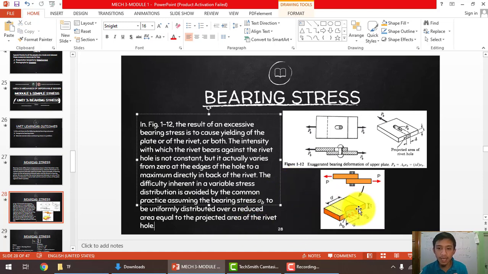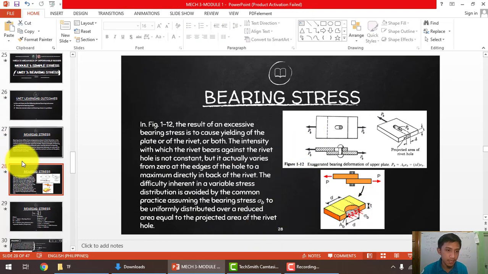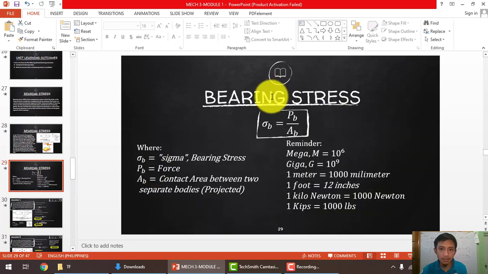So again, the actual scenario is that the stress on this area in contact is variable. But for simplicity and easier calculation, we will transform that into its equivalent, which is uniform, but in this area only, which is a rectangle, the projected area. We call that the projected area. So that is bearing stress. As I said a while ago, we will denote that by sigma sub b to differentiate it from the normal stress.